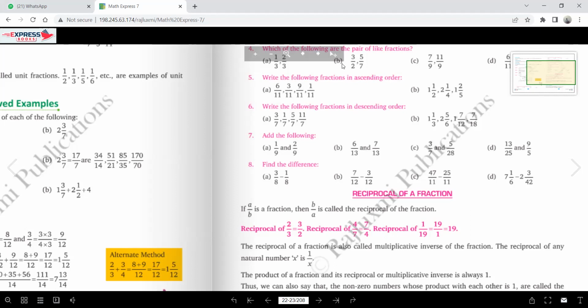Question number 6, you have to do on your own. My dear student, now look at the following question, that is question number 7. Add the following. So we need to add the following numbers. So now let's start.